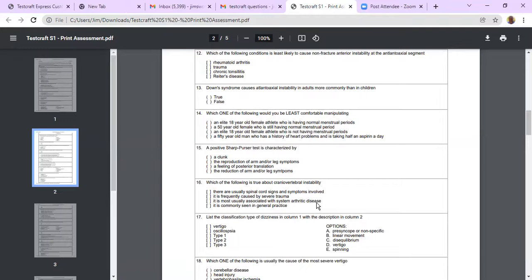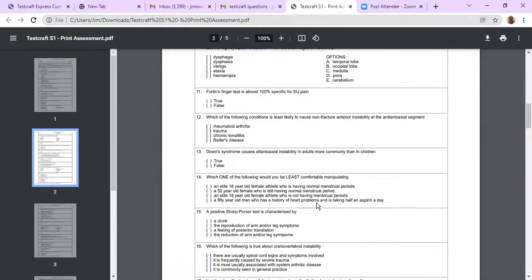There was one about number 12, which I do believe I just read wrong. Which of the following conditions is least likely to cause non-fracture anterior instability at the atlantoaxial segment? That would be trauma. Yeah. Okay. All right, good.